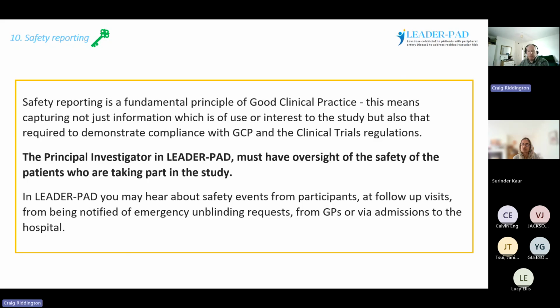So as you're all aware, safety reporting is a fundamental principle of GCP. This means capturing not just information which is of use or interest to the study, but also that it's required to demonstrate compliance with GCP and the clinical trial regulations. The principal investigator in LeaderPad must have oversight of the safety of the patients who are taking part in the study. In LeaderPad, you may hear about safety events from participants at follow-up visits, from being notified of emergency unblinding requests from GPs, or via admissions to hospital.